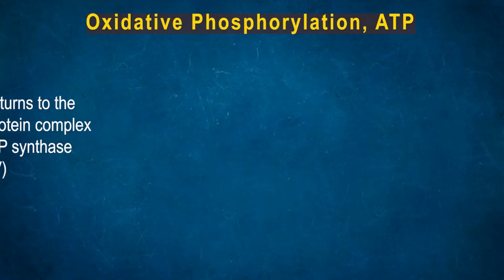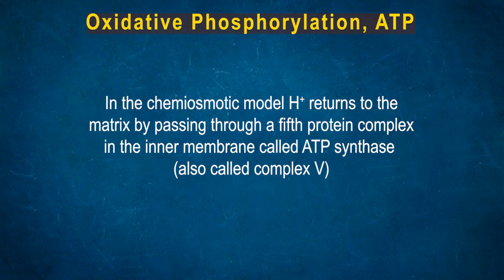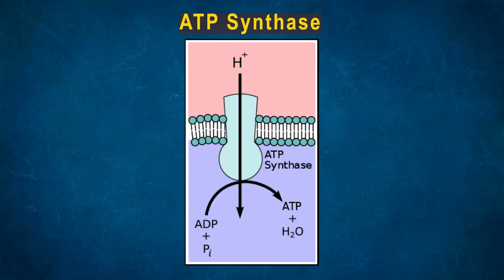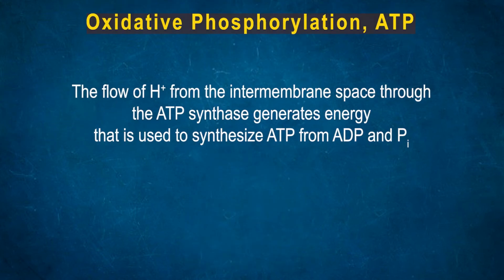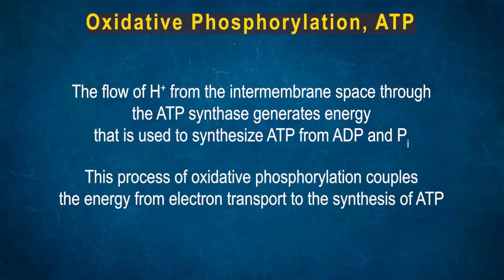Oxidative phosphorylation or ATP generation, what does it mean? In the chemiosmotic model, H+ returns to the matrix by passing through a 5th protein complex in the inner membrane called ATP synthase. It is also called complex 5. The flow of protons from the intermembrane space through ATP synthase generates energy that is used to synthesize ATP from ADP and Pi. This process of oxidative phosphorylation couples the energy from electron transport to the synthesis of ATP.